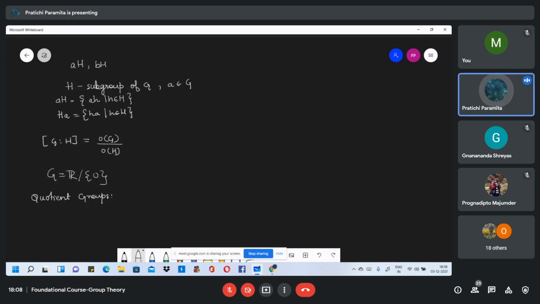Equivalently, we could have dealt with right cosets, but since we talk about left cosets, we are just going to use left cosets. If the set of left cosets forms a group, then it is called a quotient group.